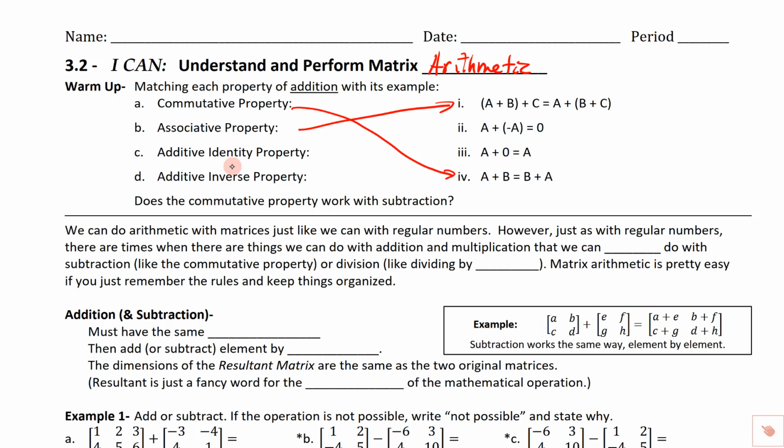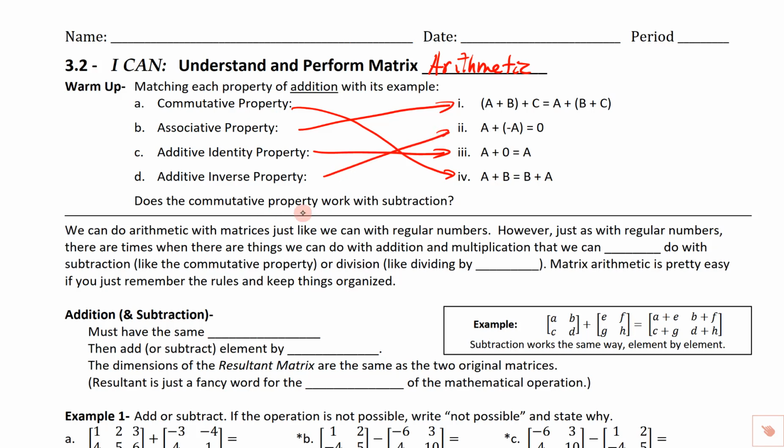Now the additive identity, remember, identity means when we add something, it gets to maintain its identity. It gets to stay the same. So the number that we add to keep a number the same is 0. So that's going to be this one right here, which of course means this has got to be the additive inverse property. Remember, inverse means they cancel each other out or they undo each other. So I've got an A and I've got a negative A. They cancel each other out. They make a 0.